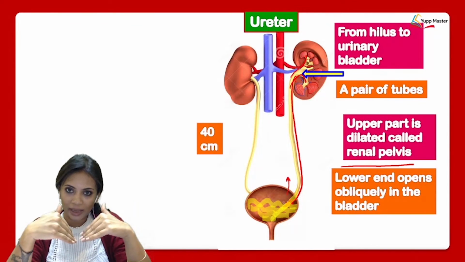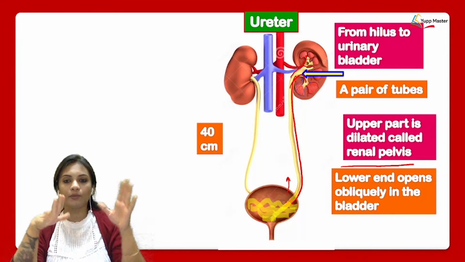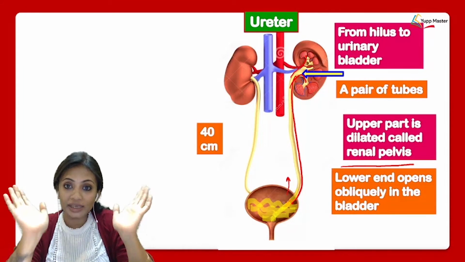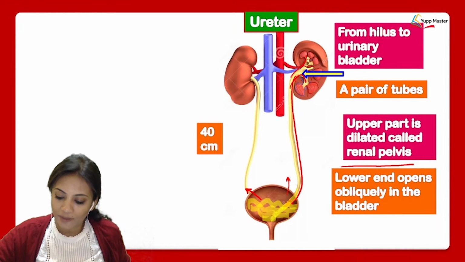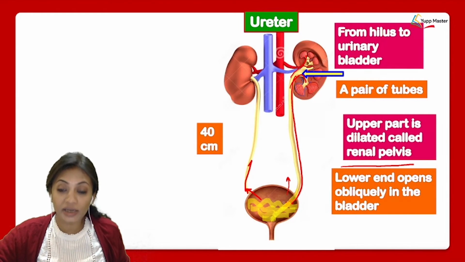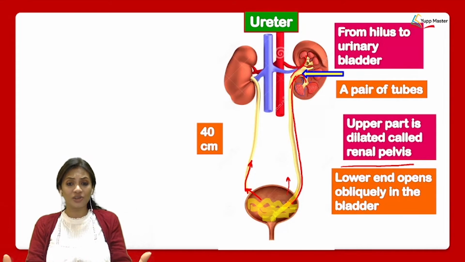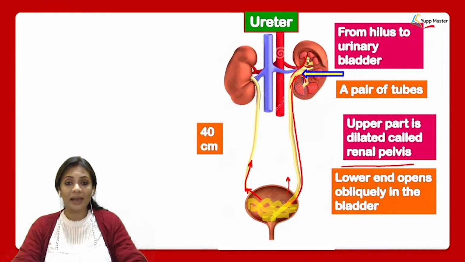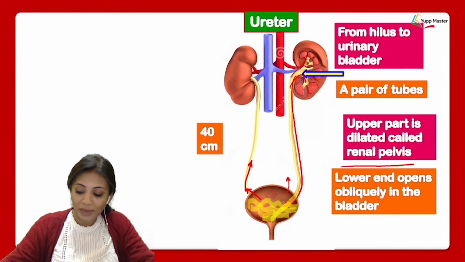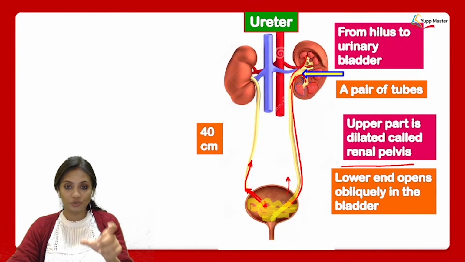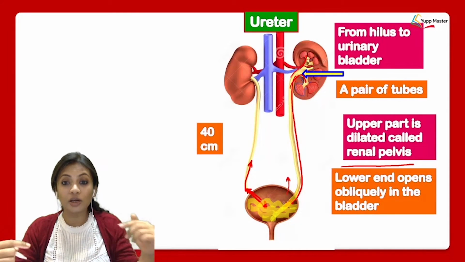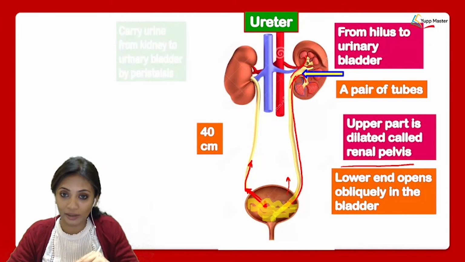If it enters diagonally, then there would be no backflow, and if at all there is backflow, then the backflow would just be restricted like this. There would not be backflow going in an upward direction because that would naturally be against gravity. So that wouldn't happen at all. If at all there is backflow, only this much and it would fall back down. So that's why the ureters enter into the bladder in an oblique manner. I hope you got that clear.